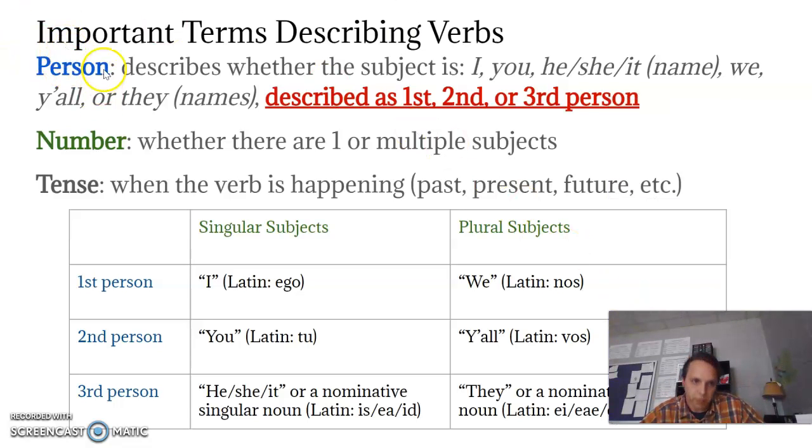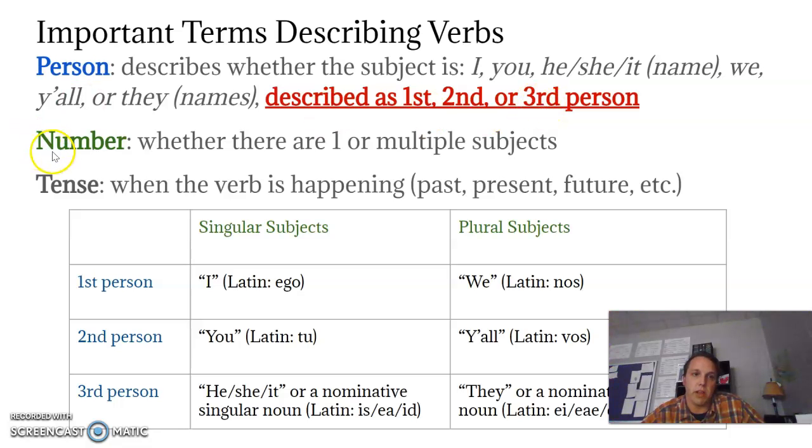So the three important terms you'll see at the top of your note sheet are person, number, and tense. We're going to worry more about person and number because right now we're only learning about the present tense. A verb's person describes who the subject is, whether it is I or you or he, she, or it, or someone's name, or we, y'all, or they. These are described as first, second, and third person, respectively.